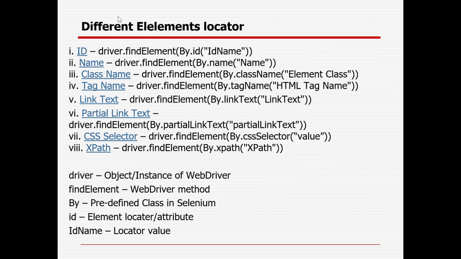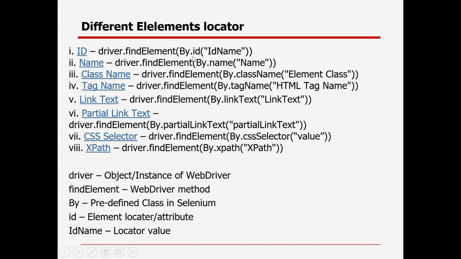In case it's a normal field, you can go with id, name, class name. In case it's a link or hyperlink, you can go with link text or partial link text. In case none of these is available, or the field is available but you are still not able to read the element, you can go with CSS or XPath. CSS and XPath I will be covering in tomorrow's session, which is a huge area.